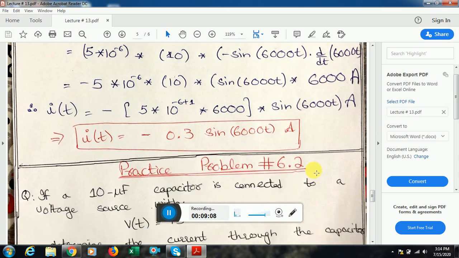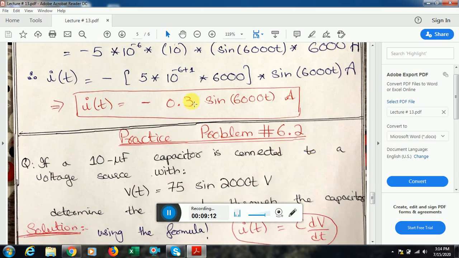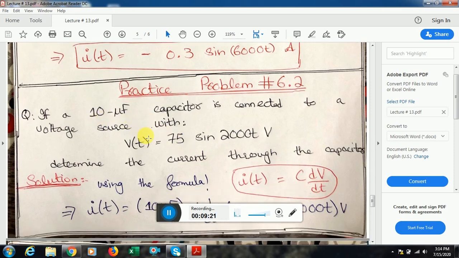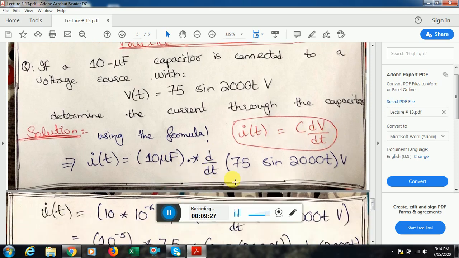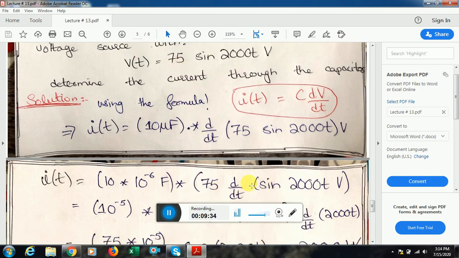amperes. Moving on with the same nature of questions, practice problem number 6.2, we have to find the current through a capacitor when the voltage is given and the capacitor is 10 microfarad. So we'll be using the same formula, C dV/dt. C is constant, so it will come out of the derivative. It is 10 microfarad, and then this 75 is also constant, so the derivative won't apply on it, and we'll take the derivative of sine 2000t.